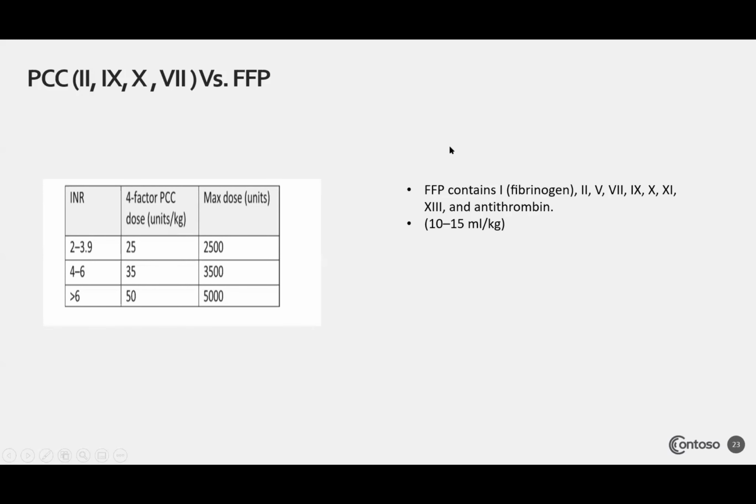Fresh frozen plasma will have all of these, and the volume or the dosing will be fixed, like 10 to 15 milligram per kg, depending on patient weight. Not depending on the INR of the patient, but after you give it, 20 minutes later you repeat the INR and see if the patient needs an extra dose of fresh frozen plasma.